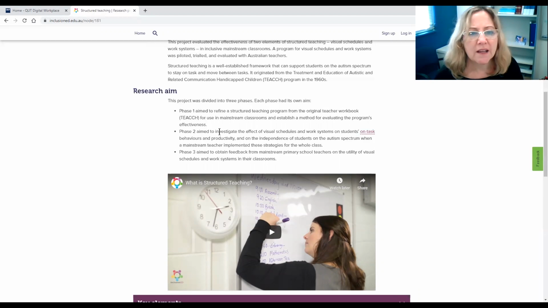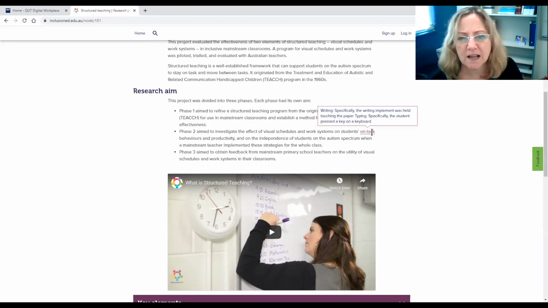Phase 2 investigated the effect of using these two strategies, visual schedules and work systems, and how they helped students stay on task. And what did they mean by on task? They had writing and typing. Oh, that's good, because my students find it really difficult when I'm wanting them to independently write and stay on task. Specifically, they looked at touching the paper, and the student pressing a key on a keyboard.